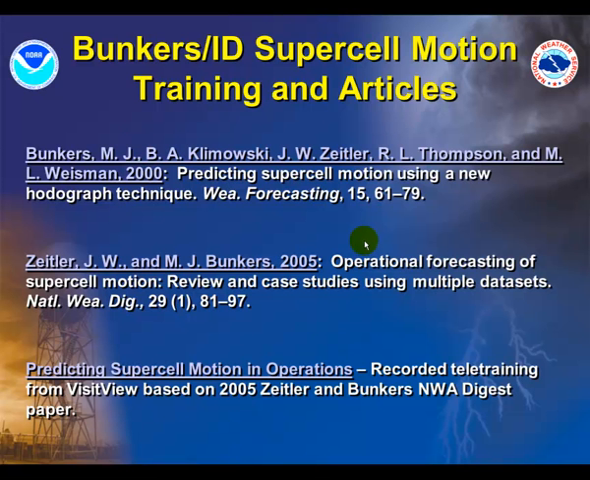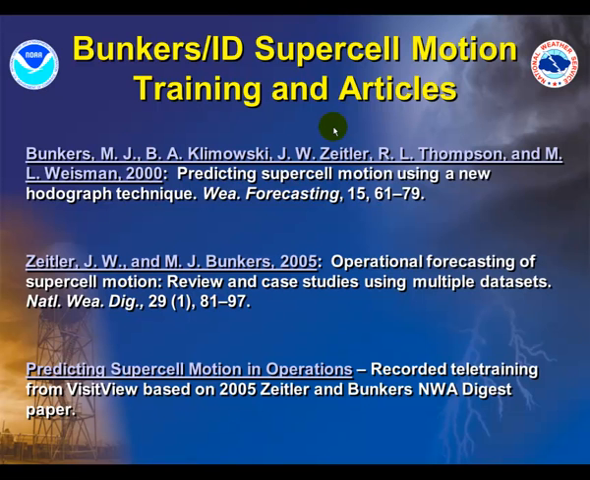A way to increase or improve on the initial polygon and follow-on polygons for supercells is to understand the Bunkers internal dynamic supercell motion. The training and articles are listed down on this slide. The initial article from 2007 in Weather and Forecasting described the technique for predicting motion in advance for isolated supercells, and this technique worked better than anything that had previously come out and is utilized in many software applications and hopefully by all warning forecasters when they're warning for supercells.